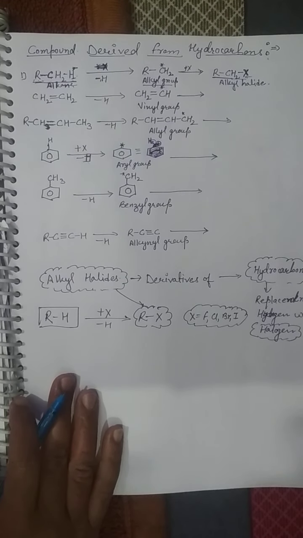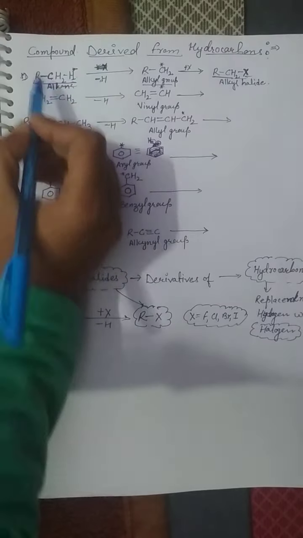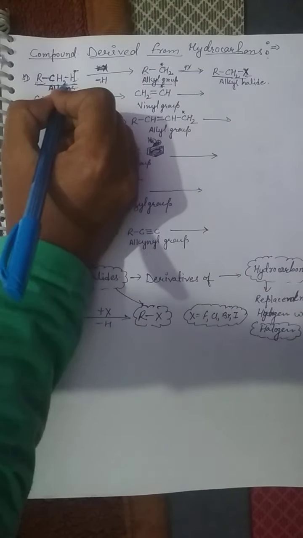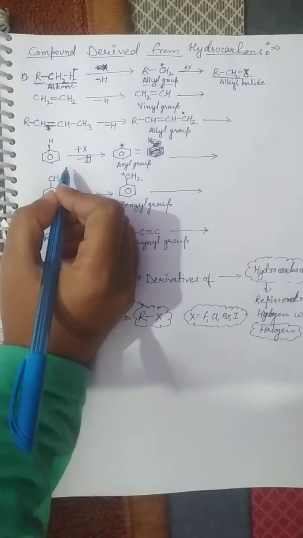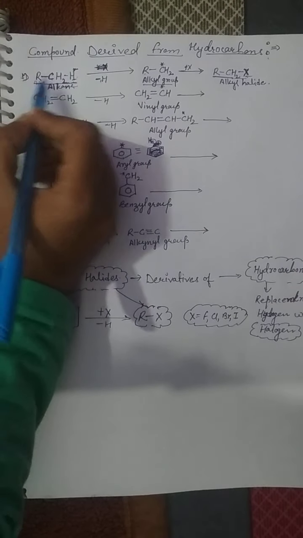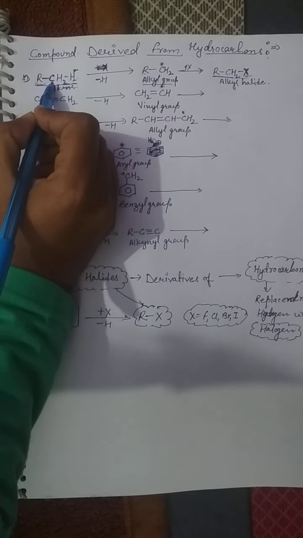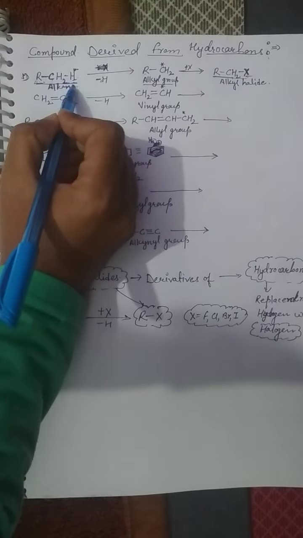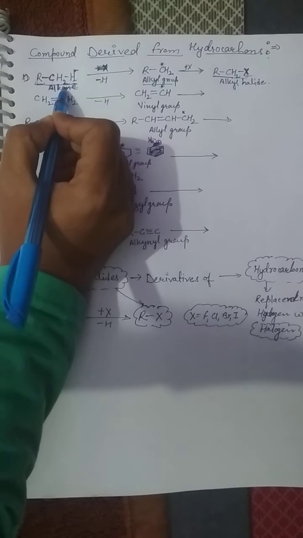In the previous video we discussed the classification of the hydrocarbons, and in this video we are going to derive the various compounds from the hydrocarbons. Let us see how. We have the first example, RCH2H, or we can write it as RCH3. In this case the R group has single bonds with the carbon. That's why it is considered an alkane.